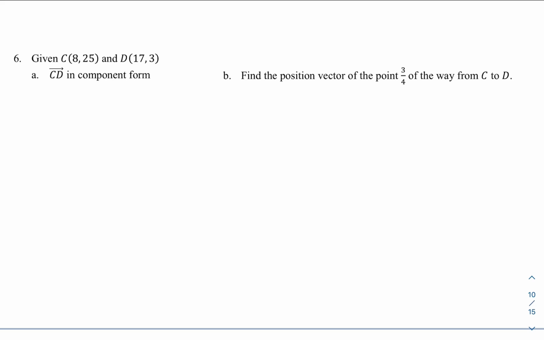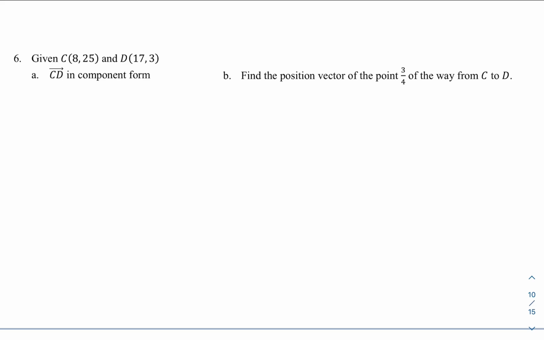So we have 2 points, C (8, 25) and D (17, 3), and we're asked to write the vector CD in component form. Component form is where we have our chevrons and the x and y. Since we're going from C to D, D is my terminating point and C is my initial point.